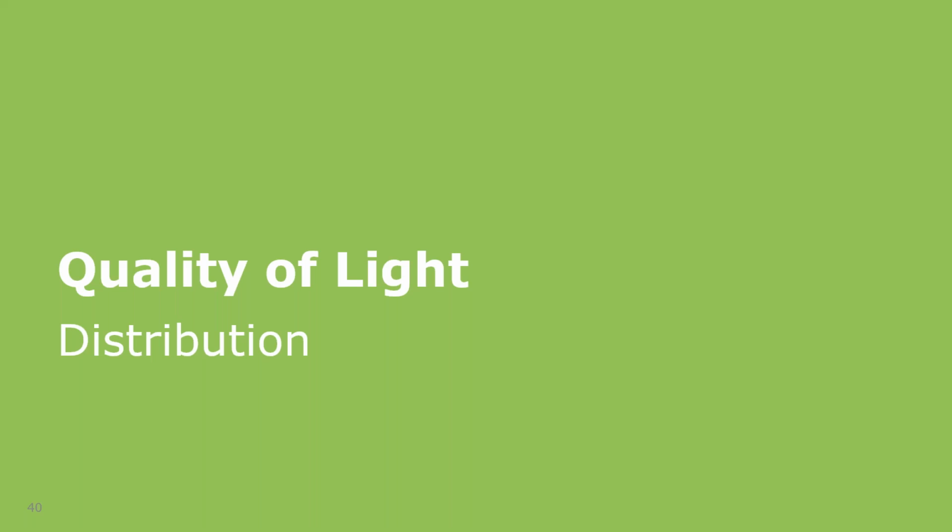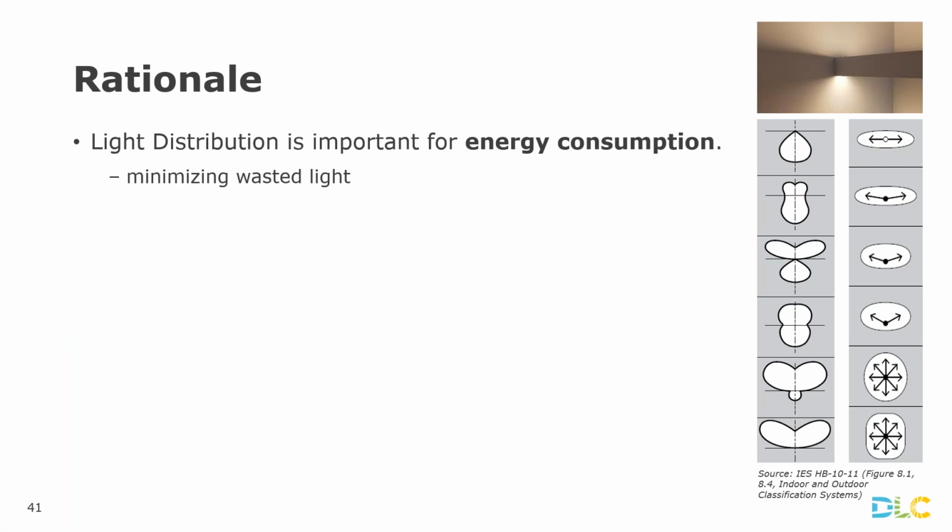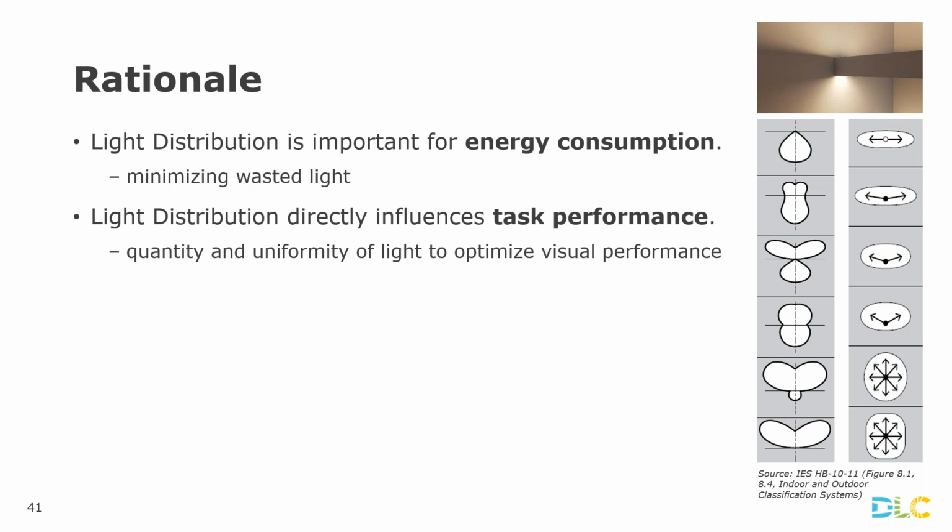As the next topic, I will cover distribution. The optics of the product and the light distribution is really an important and tightly linked factor for energy consumption. By minimizing wasted light, light that falls outside of the target area or creates excessively illuminated areas, we want to assure that we have the light where it needs to be. Light distribution also directly influences task performance. We need sufficient quantity and uniformity of light for good visual performance.